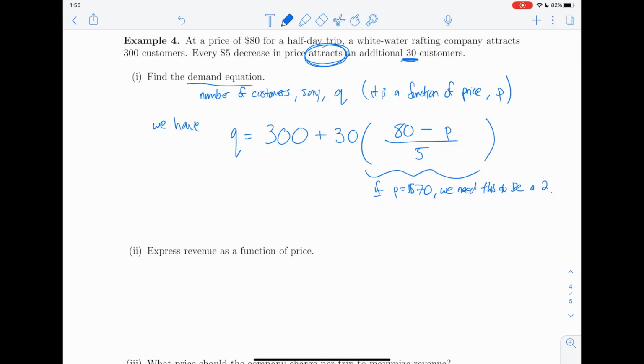Now, I could simplify this a little bit and get Q is 300 plus, let's see, 30 over 5, that's a 6, times 80 minus P. I could even simplify that further, and if I distribute the 6, I could get 780 minus 6P.